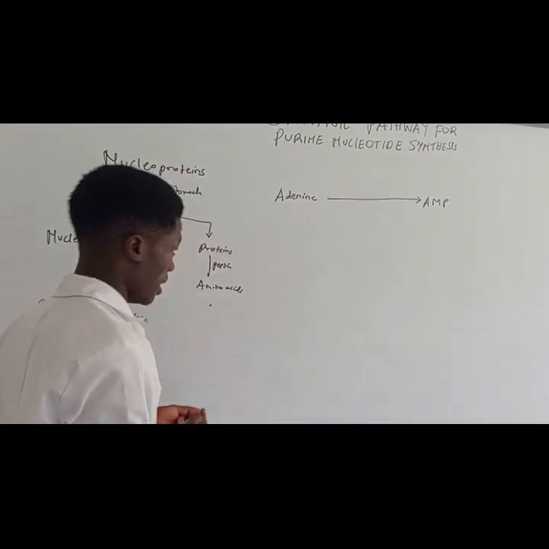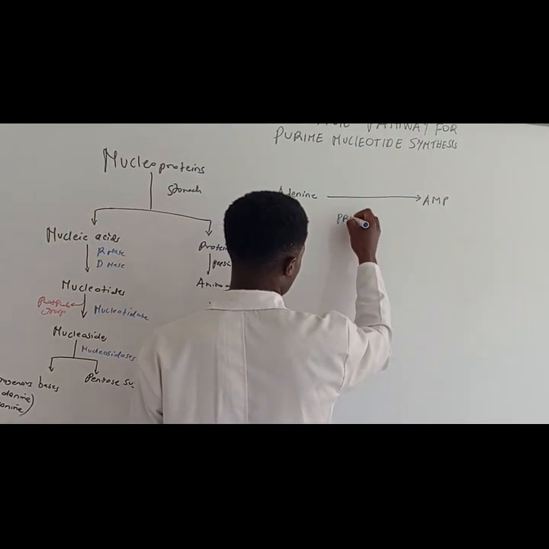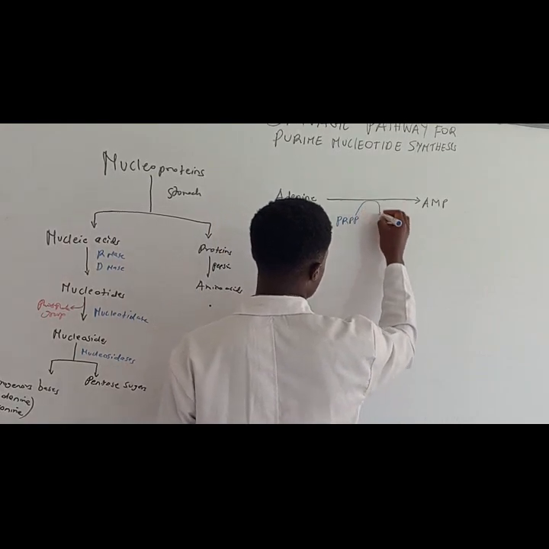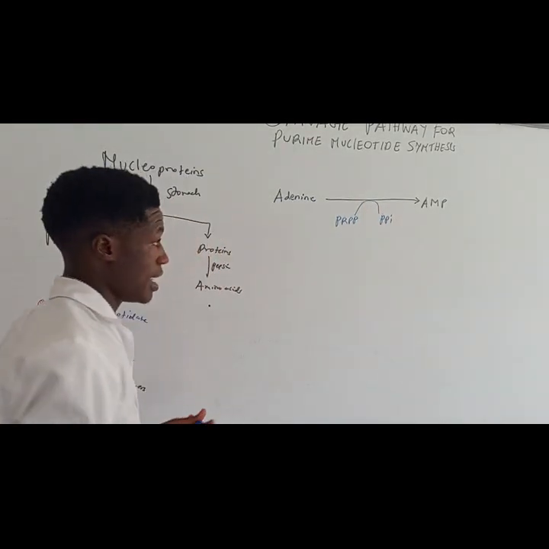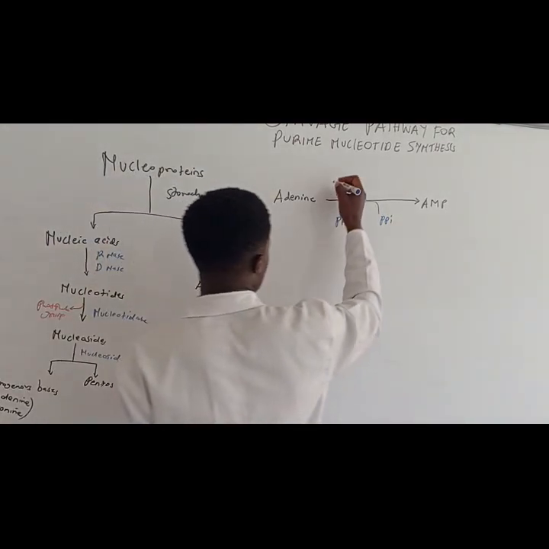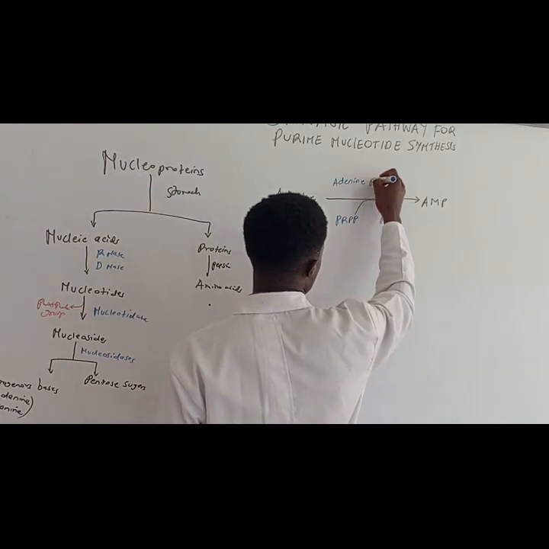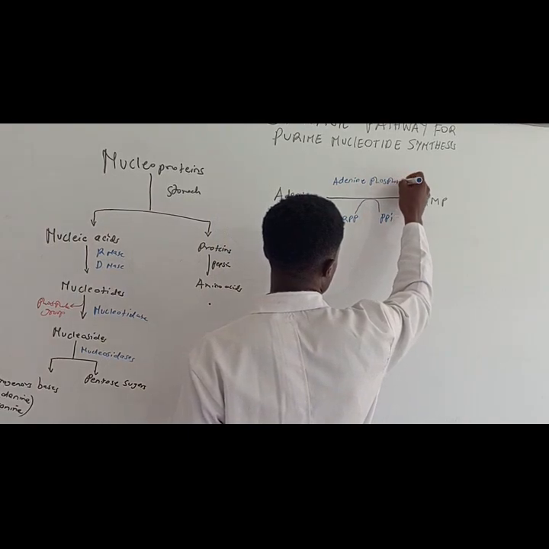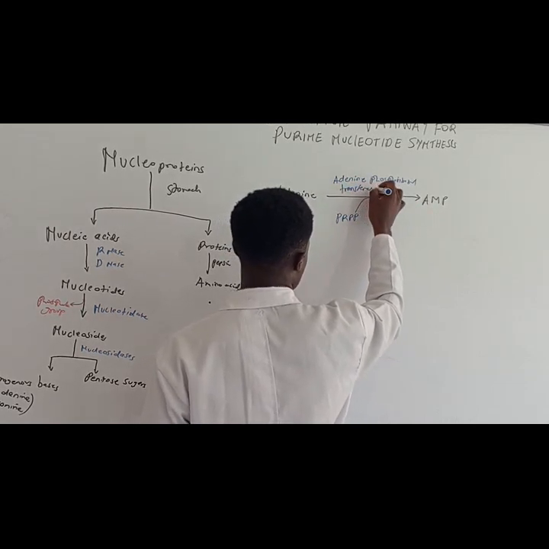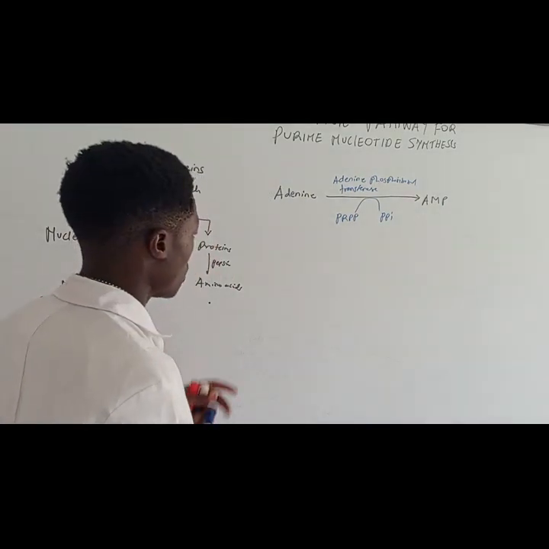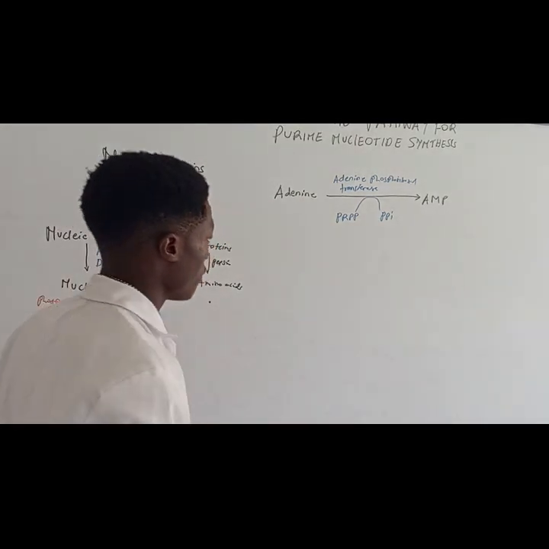Now, what is going to happen? We are going to involve the PRPP. PRPP is going to be converted into pyrophosphate. And this reaction is going to be catalyzed by an enzyme called adenine phosphoribosyltransferase. Adenine phosphoribosyltransferase is going to convert adenine into adenosine monophosphate. Of course, you see we already have a phosphate group there.